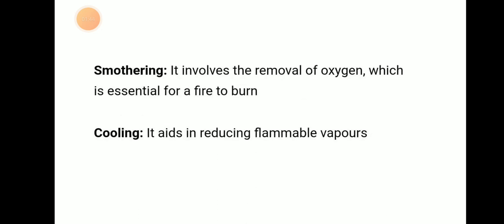Then smothering means removal of oxygen, which is essential for fire to burn. If there is no oxygen supply, then slowly the fire will be extinguished. So smothering means removal of oxygen. Cooling means we know that water aids in reducing the flammable vapors. So we will be reducing the temperature. Heat will be reduced, and that aids in reducing flammable vapor.